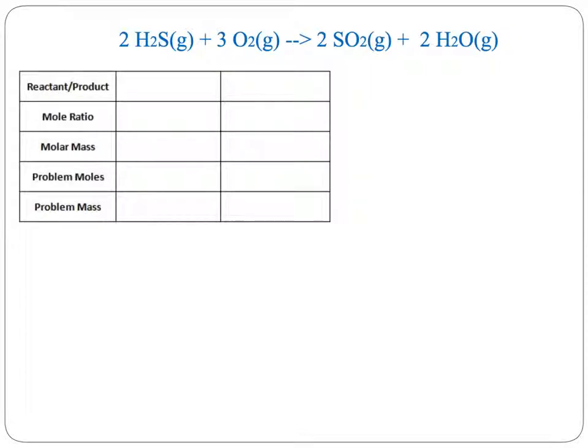So let's fill in our known information. This problem is asking us how much oxygen is needed to produce a certain amount of sulfur dioxide. So those are the chemicals that we are working with. The mole ratio, you can see from looking at the balanced chemical equation, is 3 moles of oxygen needed to produce 2 moles of sulfur dioxide. The problem tells us that what we want to produce is 4.60 moles of sulfur dioxide. And so the question is what the mass is of the oxygen that we need to do that.